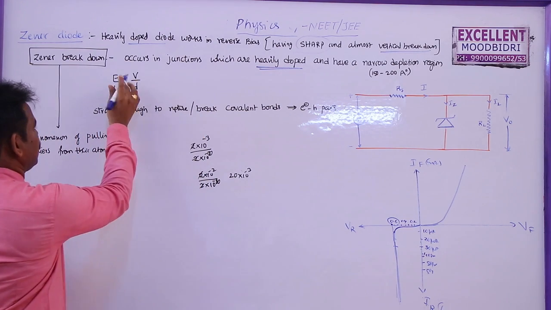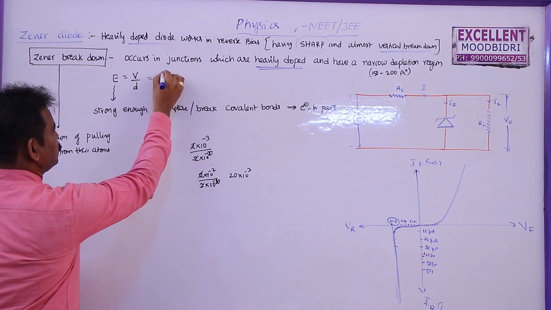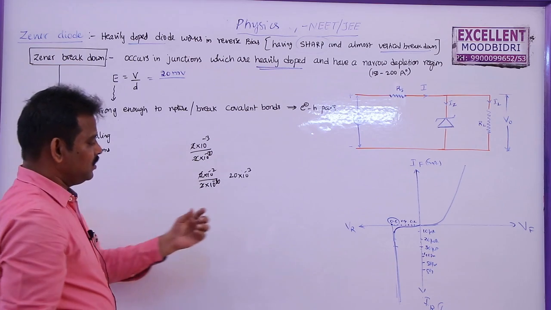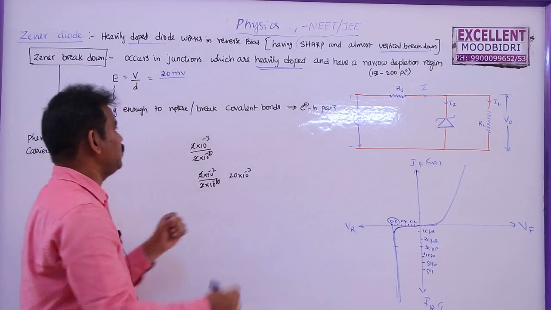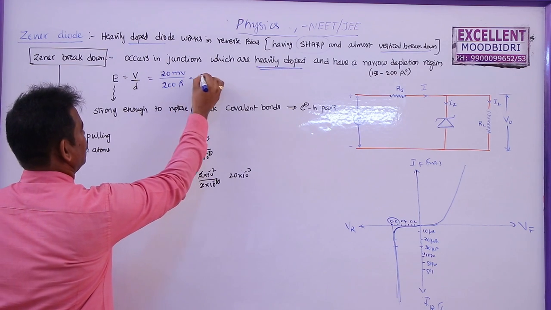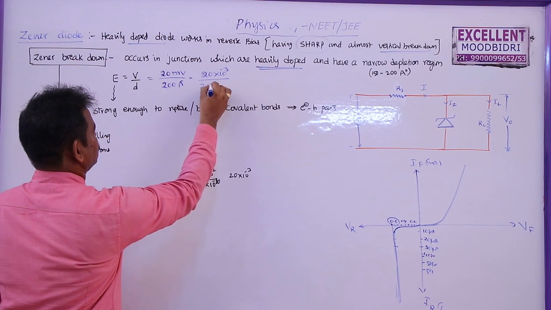Now we know that the electric field in a diode between the junctions is V by d, and this voltage, let us say this is 20 millivolts, divided by the thickness of the depletion layer, which in a Zener diode is in angstroms. Let us say this is 200 angstroms here. So this is 20 into 10 power minus 3 by 200 into 10 power minus 10.